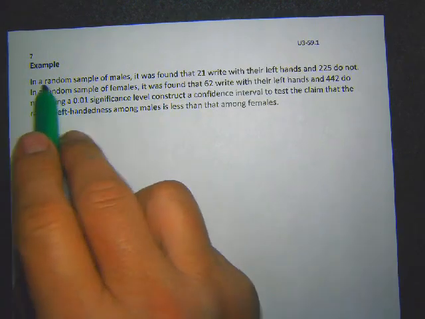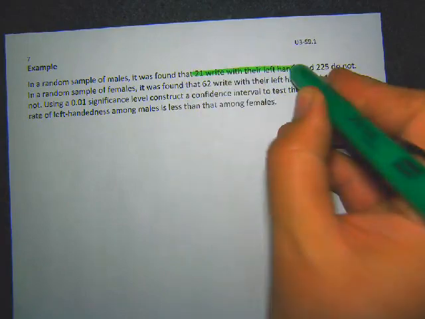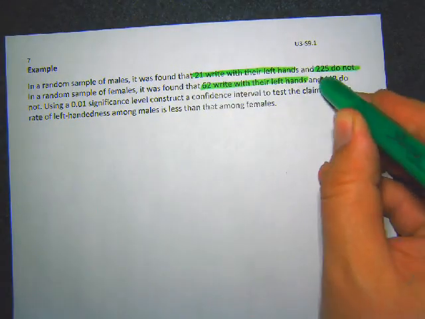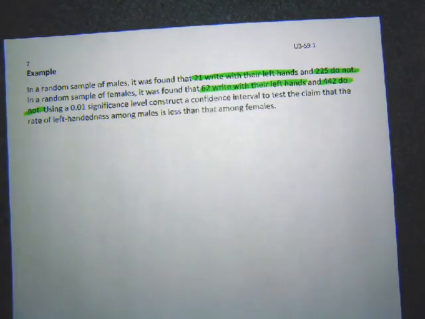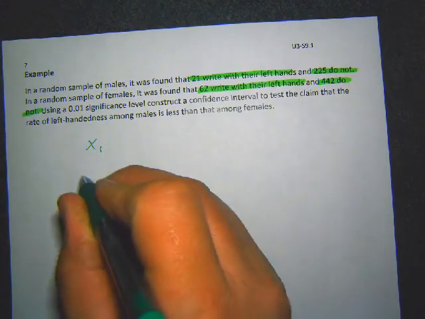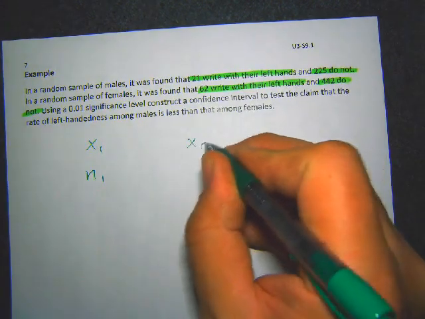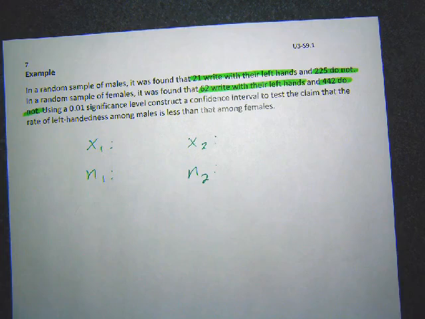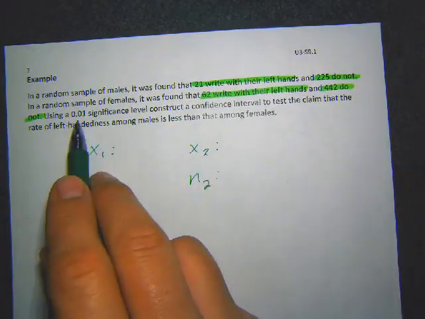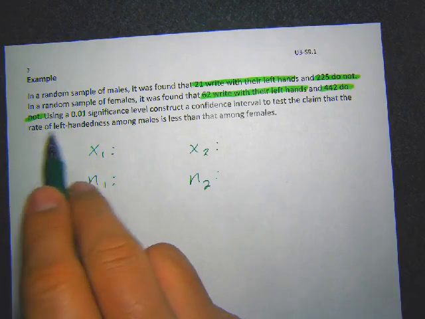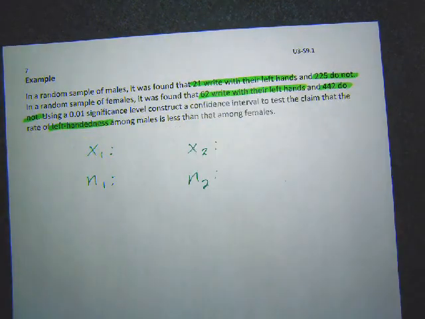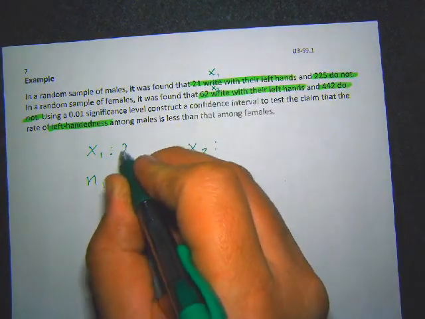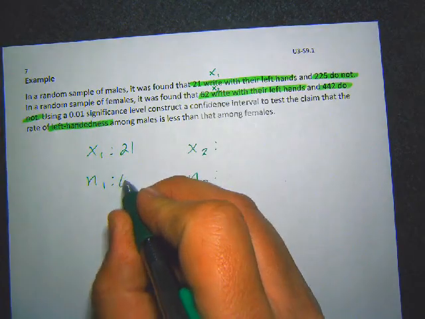So they gave us a sample of random males. It was found that 21 write with their left hands, and 225 do not. And they had a sample of females, and they had 62 write with their left hands, and 442 do not. But notice that typically they give us X1 and N1, and X2 and N2, because those are the numbers we need for these problems. But this one, they didn't do that. They did give us, since I'm looking for the rate of left-handedness, my left hand count is going to be my X1. That's going to be my X2. So that is given, 21 left-handed for males and 62 left-handed for females.